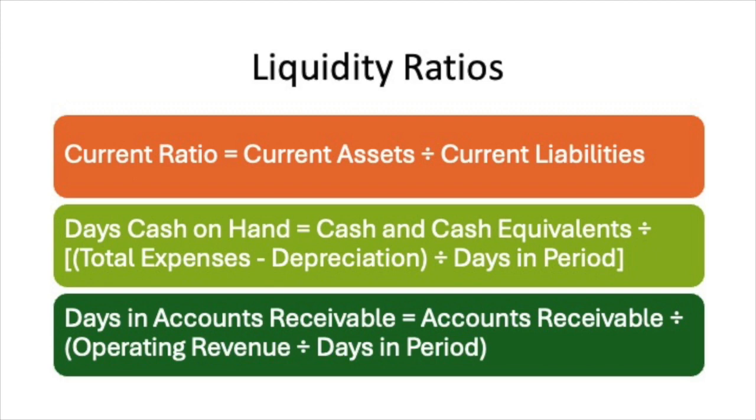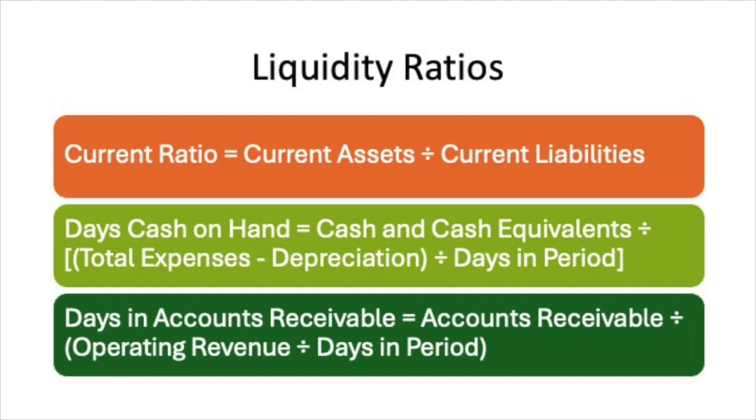Days cash on hand measures the number of days your organization can continue to pay its operating expenses with its current cash balance. The formula for that is cash and cash equivalents divided by total expenses minus depreciation, and then divided by days in period. Days in period refers to the number of days in the time period being analyzed. In financial analysis, this is typically the number of days in a month, quarter, or year, depending on the reporting period.